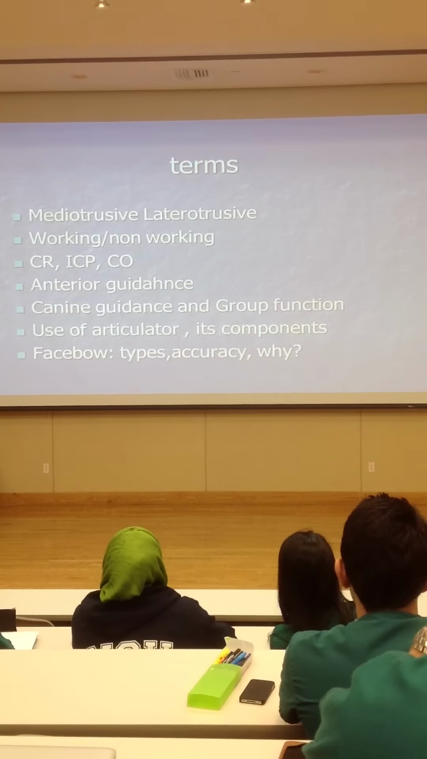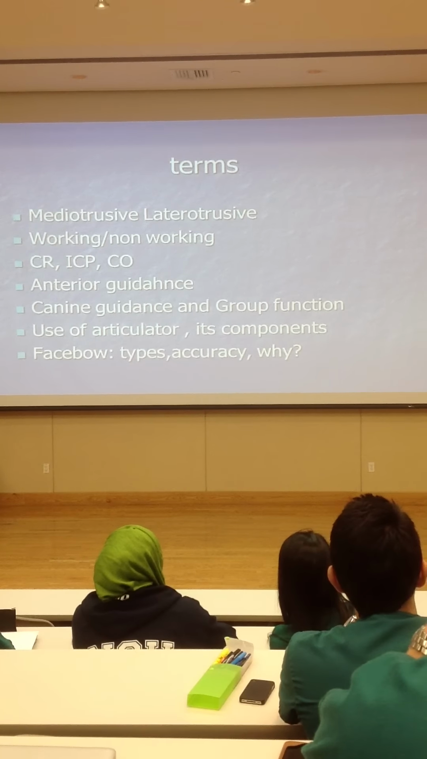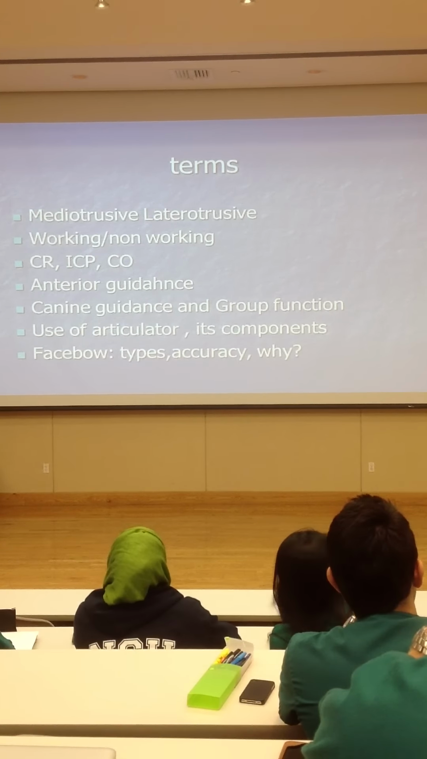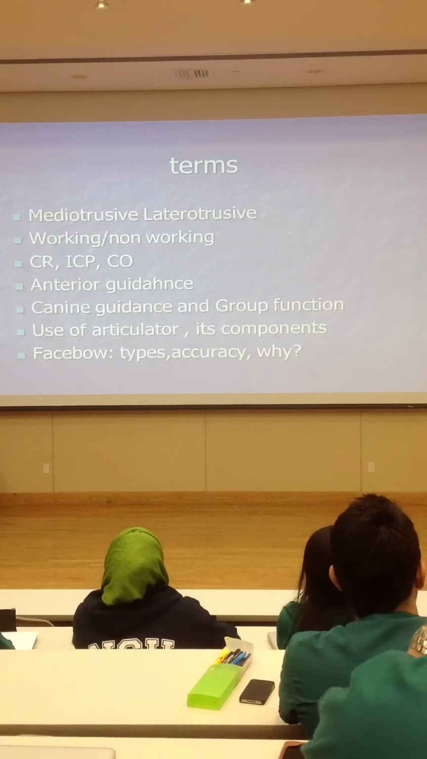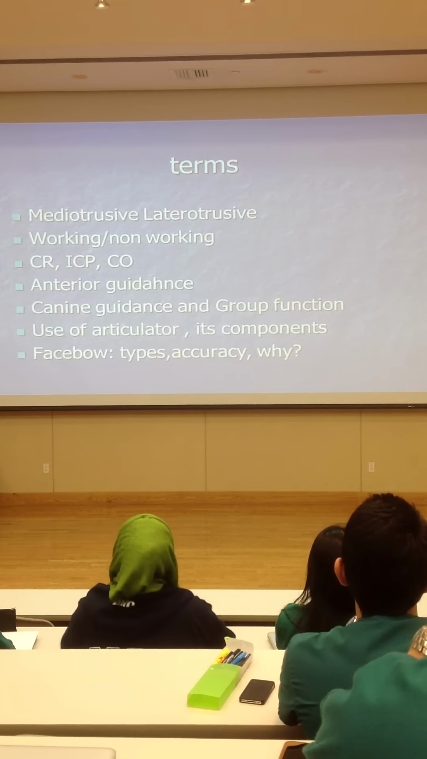Think about working, non-working TMJ. Non-working condyle versus working condyle. What is the path each of them is doing? How is this related to side shift? Progressive side shift, immediate side shift. We touched on those. Terms like centric relation versus ICP.